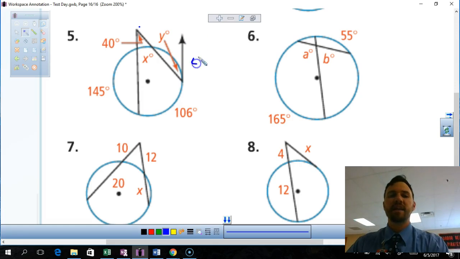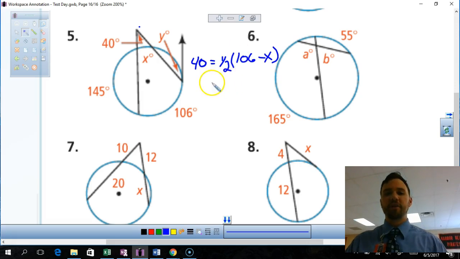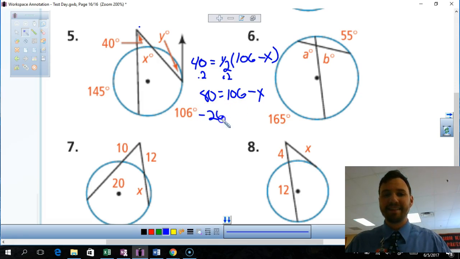This angle's outside, so if it's outside, it's equal to 1/2 your big angle minus your little angle, which is x. So first thing I'm going to do is get rid of that half by timesing both sides by 2. So I get 80 equals 106 minus x. Then I subtract 106 over. So I get negative 26 equals negative x. So x equals 26.